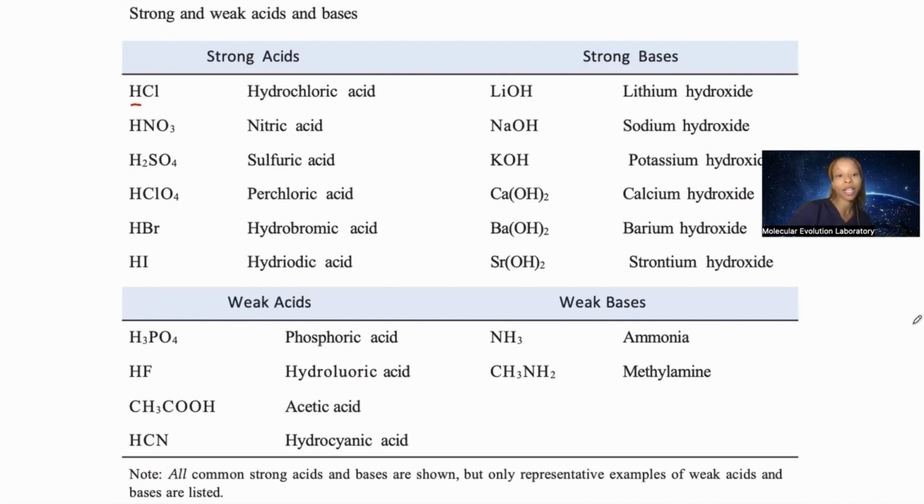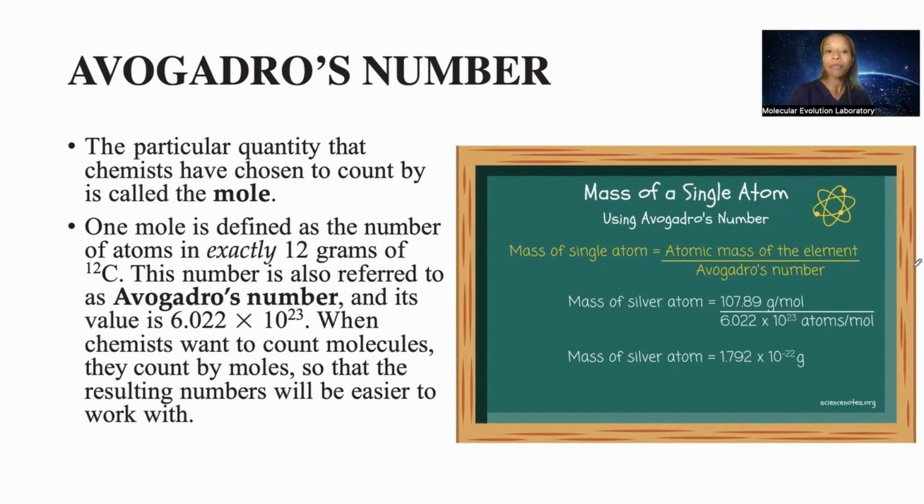Weak acids include phosphoric acid, hydrofluoric acid, acetic acid, hydrocyanic acid. Strong bases include LiOH, lithium hydroxide, sodium hydroxide, KOH, potassium hydroxide, Ca(OH)2, calcium hydroxide, barium hydroxide, strontium hydroxide. Weak bases include ammonia.